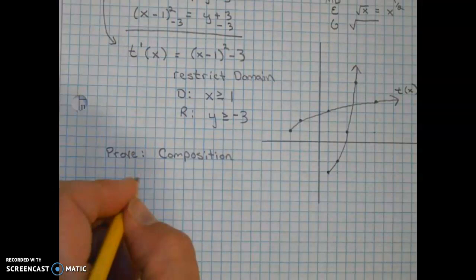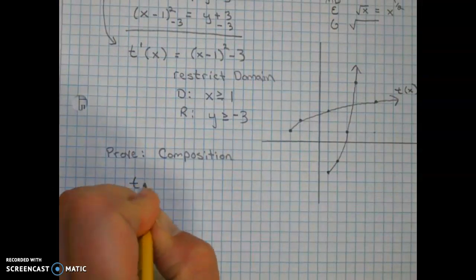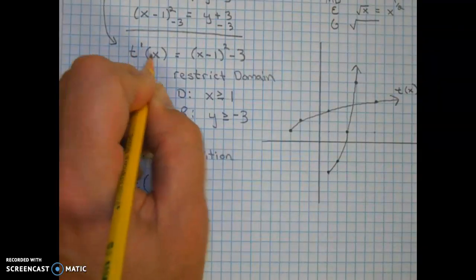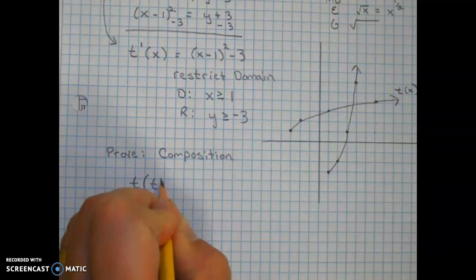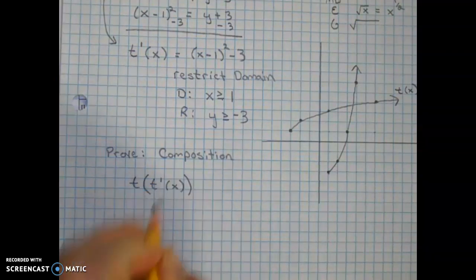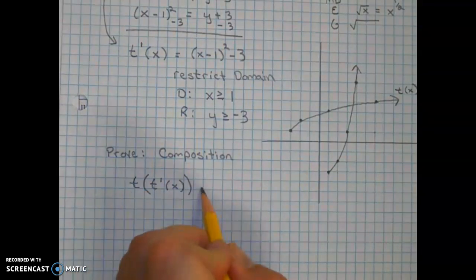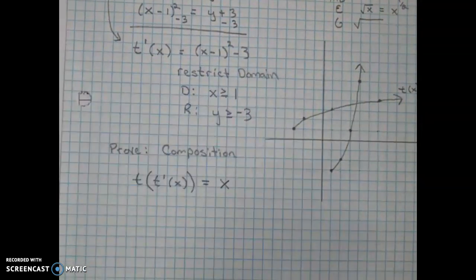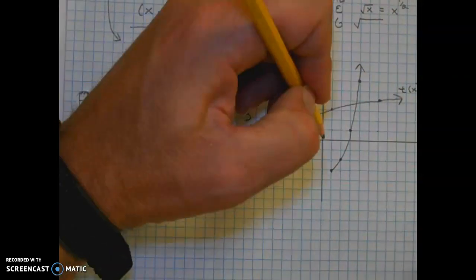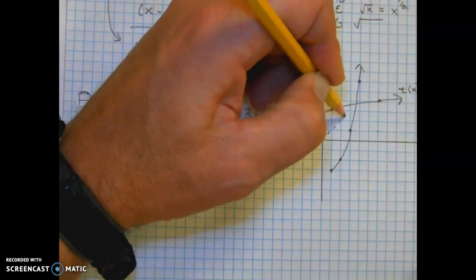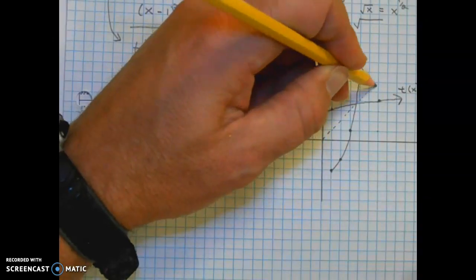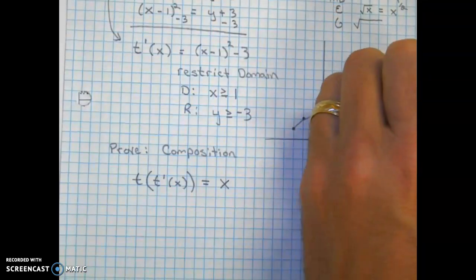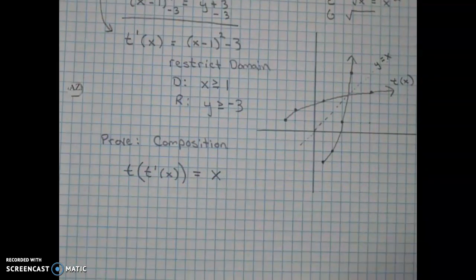We're going to start by taking t of x and plugging in the inverse of t of x. So the inverse t of x, we're going to input that into the original function. And the outcome that we want to have is x. Remember, x is because that is the line of symmetry between an original function and its inverse, as you can see on the graph. The line y equals x, that is your axis of symmetry.